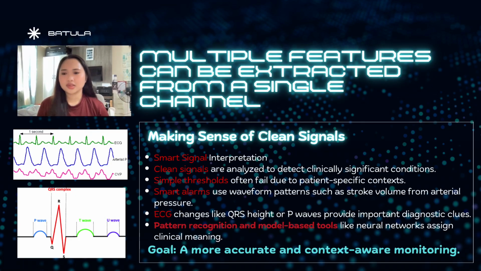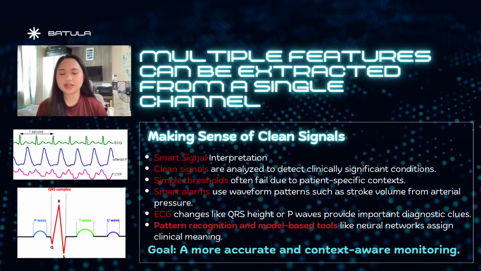Let's now talk about the multiple features that can be extracted from a single channel to support behavioral interpretation. Once a signal is clean and free from errors, the next step is to understand whether it indicates a clinically important condition. But relying on simple thresholds like fixed normal ranges often doesn't work well, because what's normal can vary depending on the patient's current condition and their treatment. That's why smart alarms were introduced.